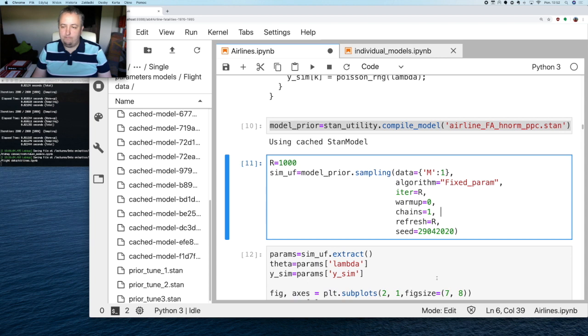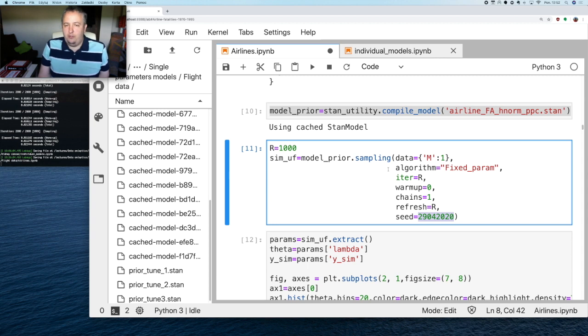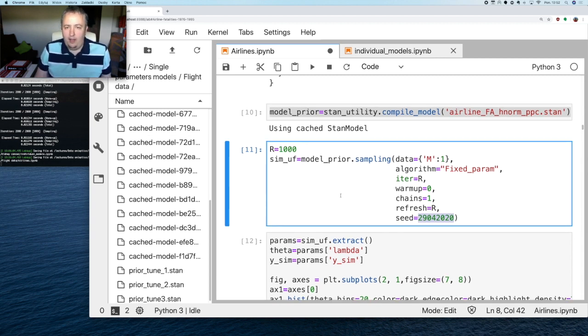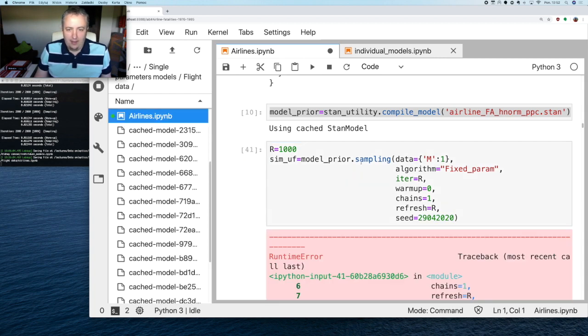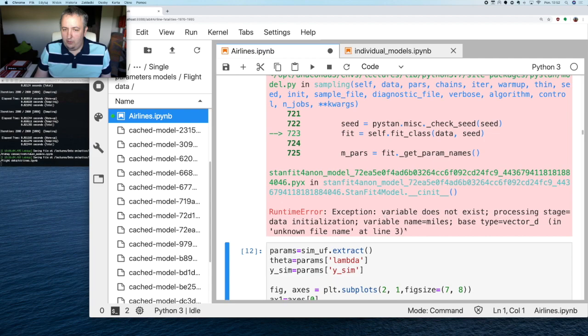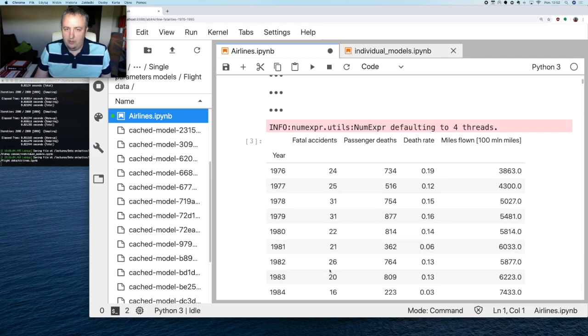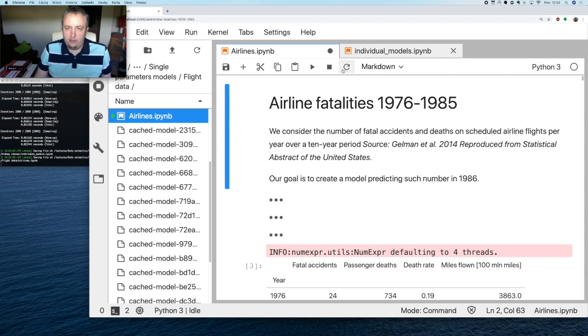We're doing the same refresh, and we have specified the seed. So we are sampling this model. We get the sampling block, and of course we can repeat this sampling if we really want to, and we cannot because I haven't run it yet. So let's just run it.